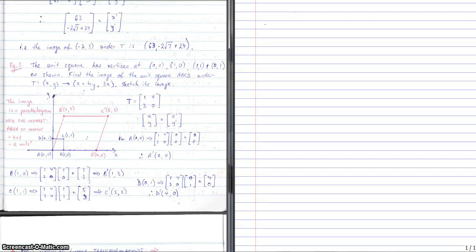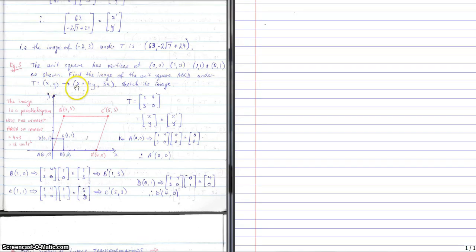Alright, we're going to look at another example then, and this example is we have the unit square which has these vertices 0, 0, 1, 0, 1, 1 and 0, 1. That's this little square down the bottom, commonly called the unit square because it has area of one square unit. Now we want to find the image of the unit square ABCD.